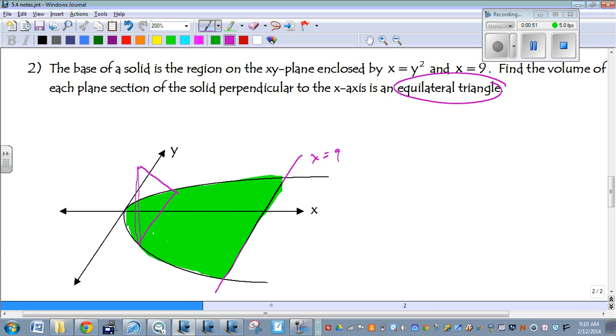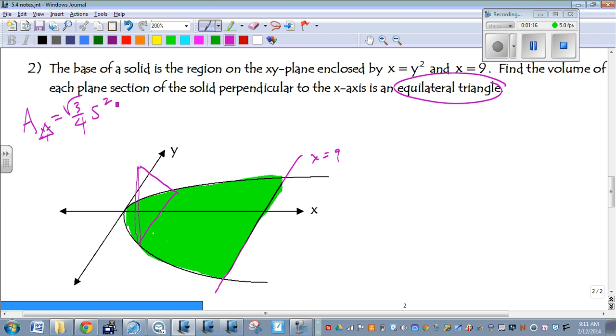Now we know the area of a triangle is just 1/2 base times height, but that's not going to help us too much in this one. We can figure it out from this using some special right triangles, 30, 60, 90 triangles. But you're best off if you can remember this formula. Area of an equilateral triangle is square root of 3 over 4 times the side squared.